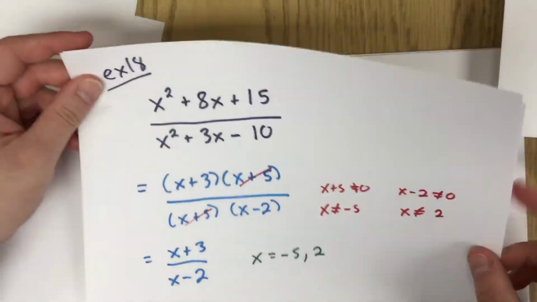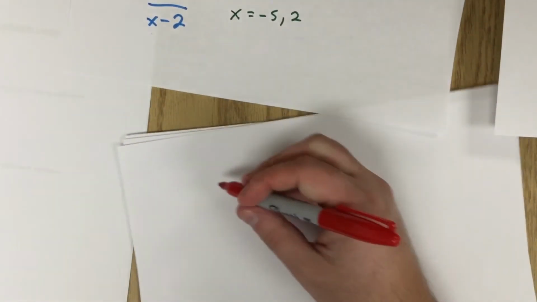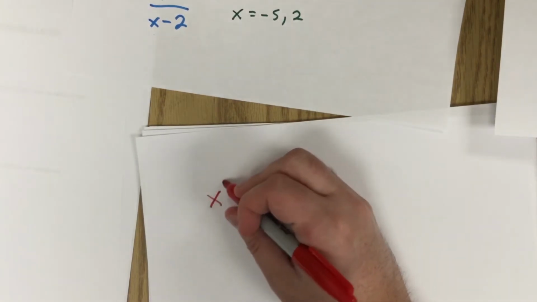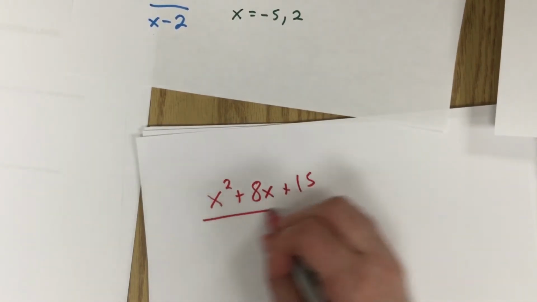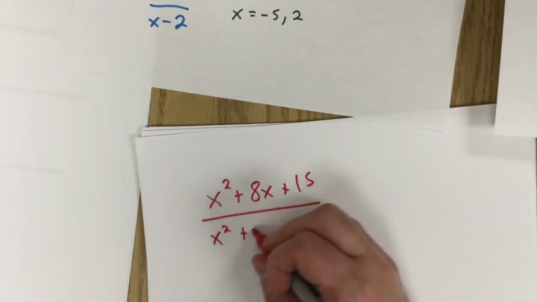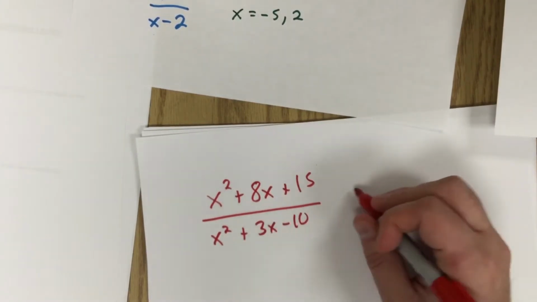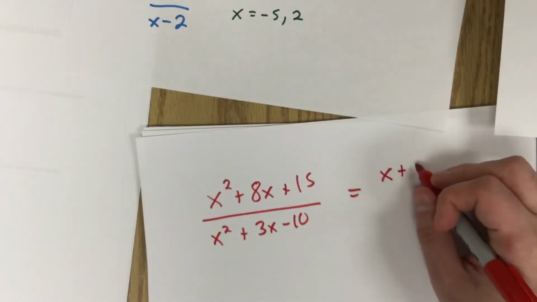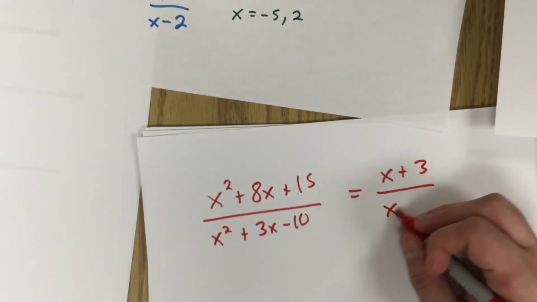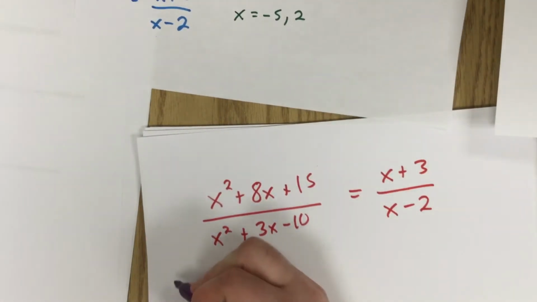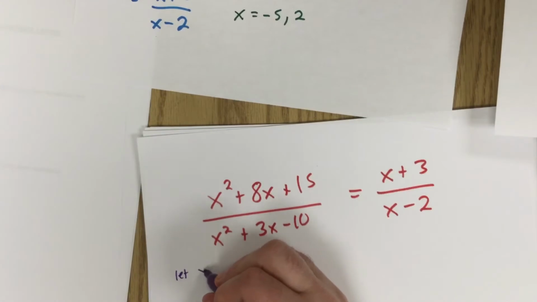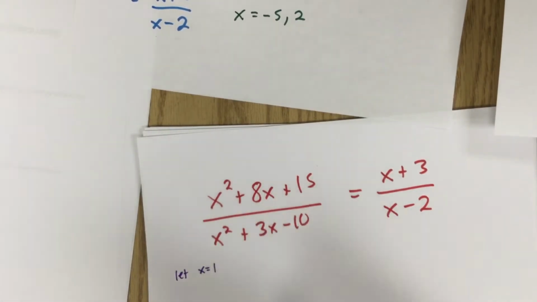So what we're saying is that (x squared plus 8x plus 15) over (x squared plus 3x minus 10) is the same thing as (x plus 3) over (x minus 2). And we could try that. So what we could do is say, okay, is that true if x is 1?